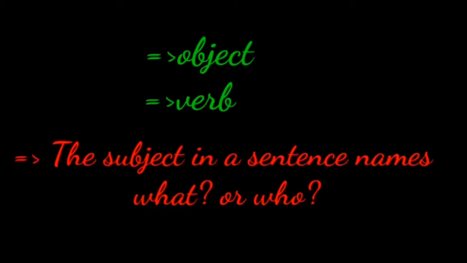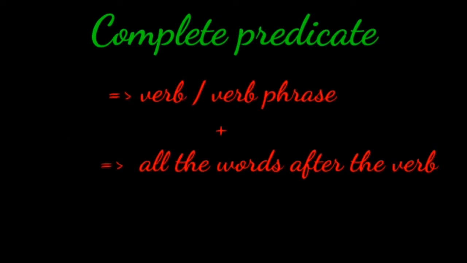The subject in a sentence names what or who. Then the complete predicate. What is a complete predicate? A predicate is that part of a sentence that tells what is said of the subject. The complete predicate includes a verb phrase plus all the words after the verb. I repeat, a verb phrase and all the words after the verb is called the predicate.